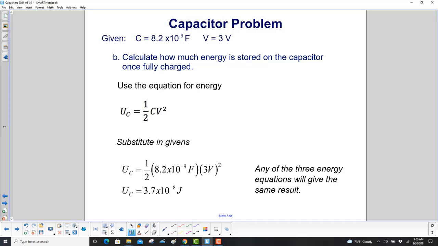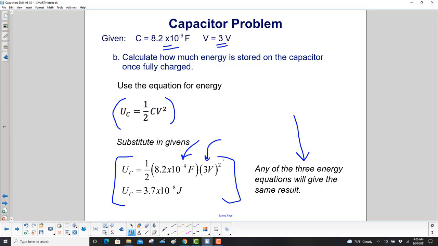To find the energy, we use 1/2 CV squared. We could have used any of the other equations because we found charge on the previous problem, but we're given the C and the V, so that's the preferable one, so we don't have to worry about multiplication errors. So here we go, 1/2 CV squared. Here's the capacitance. Here's the 3 volts, and make sure you square it, and you get an energy of 3.7 times 10 to the minus 8 joules.